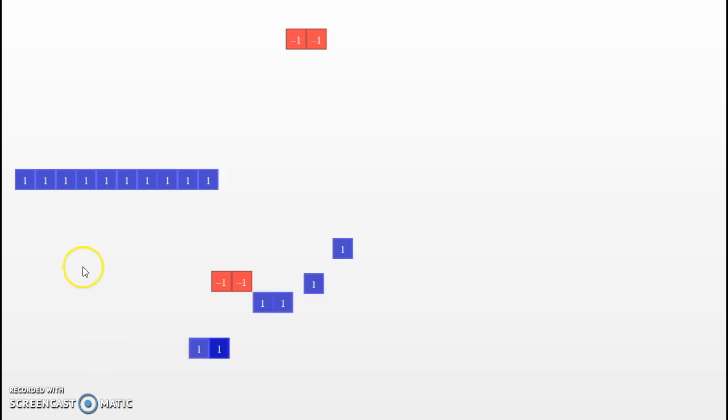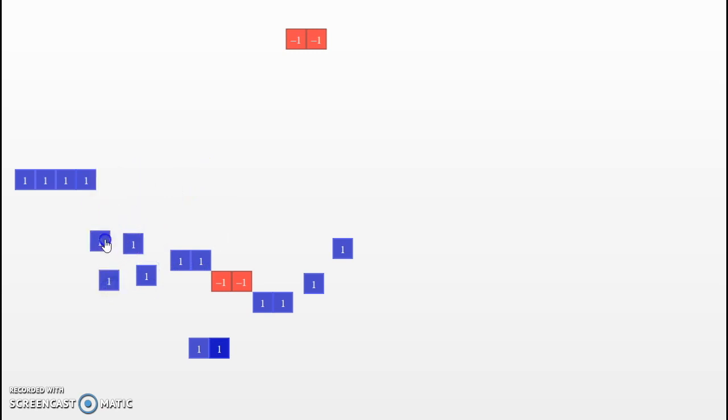The next one was 10 minus 7. So here I have 10 and I need to subtract away 7. So 1, 2, 3, 4, 5, 6, 7. So we're left with 3.